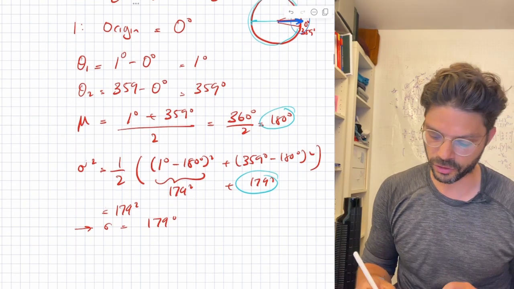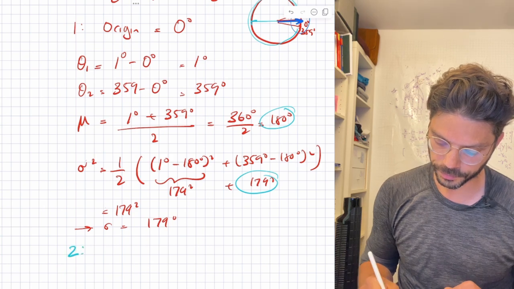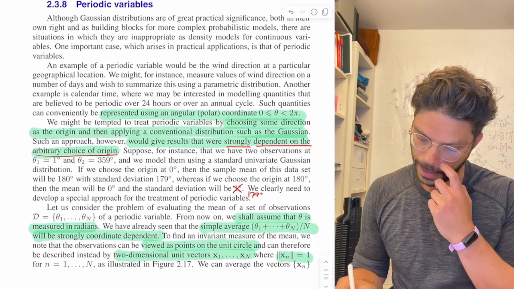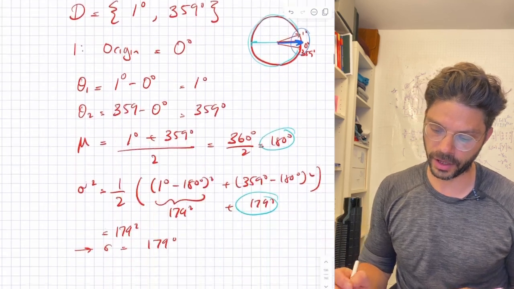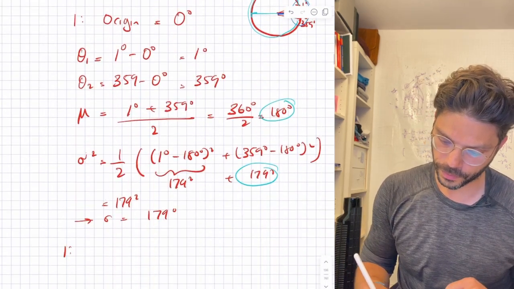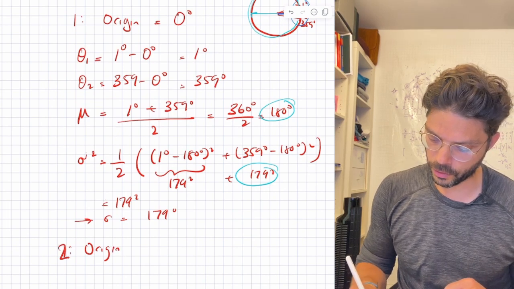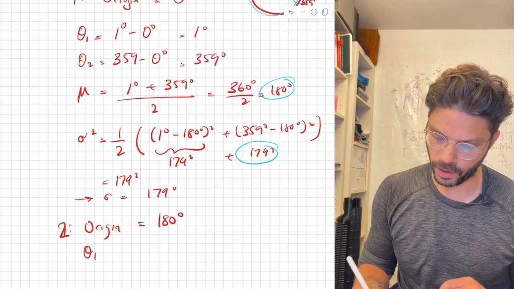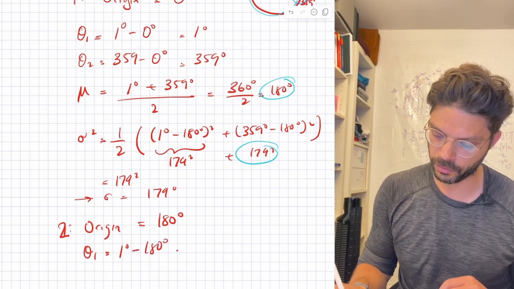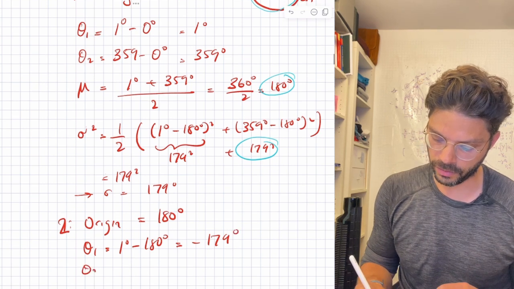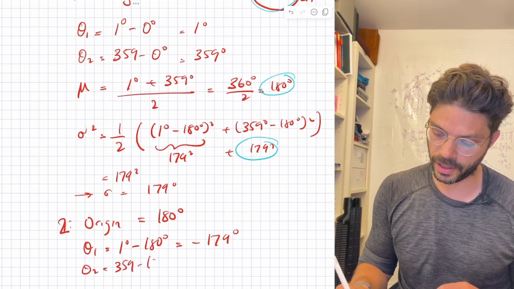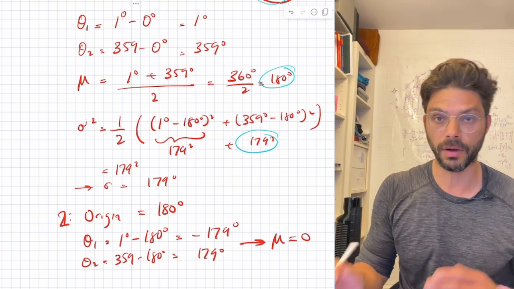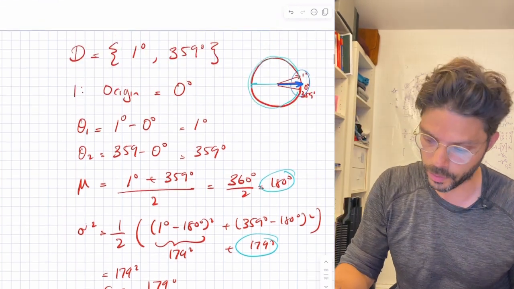The next thing he's going to try is a different origin. If you choose the origin at 180 degrees, let's do that. Origin equals 180 degrees. Then theta 1 is going to be 1 degree minus 180 degrees, which is minus 179 degrees. Theta 2 is 359 minus 180 degrees, which is 179 degrees. Therefore, the mean in this case is going to be 0. That seems fine, which is kind of what we want.